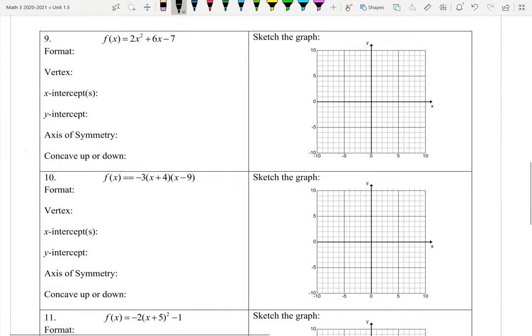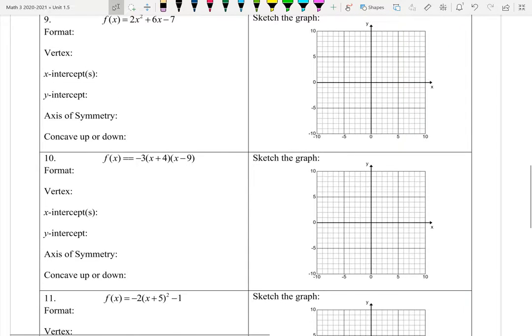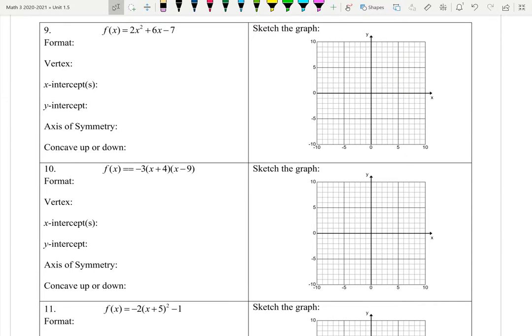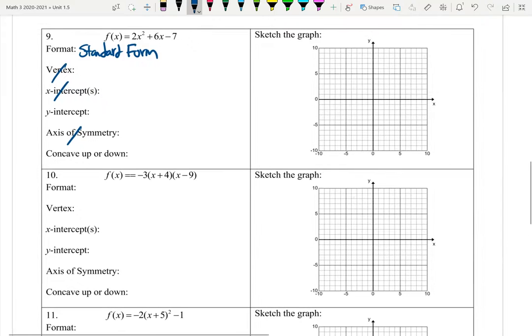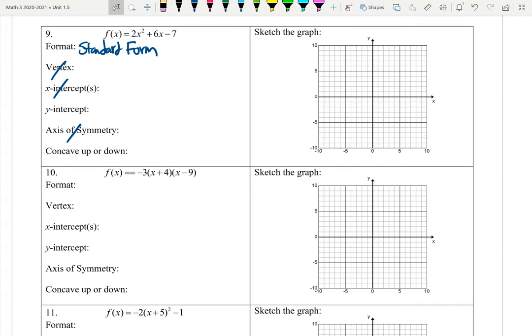For number 9, number 10, and number 11, you've got to remember, what key information can I find out? So in number 9, it is in standard form. So what can I tell you about it? Well, I can tell you the y-intercept and whether it's concave up or down. So I'm going to give myself a sketch and then do my best to fill out the y-intercept, whether it's concave up or down.